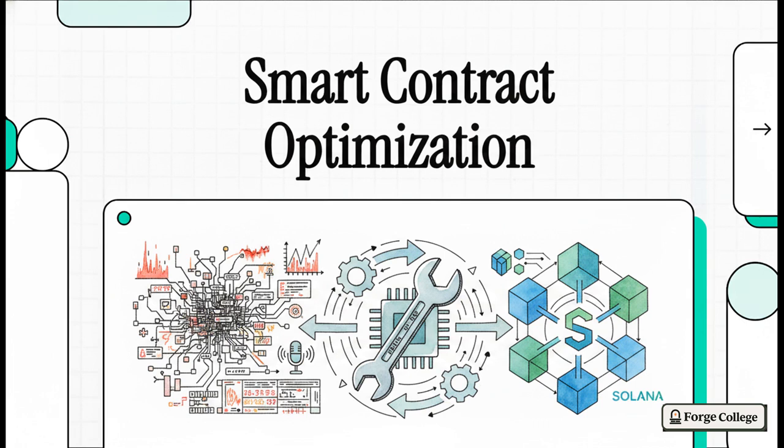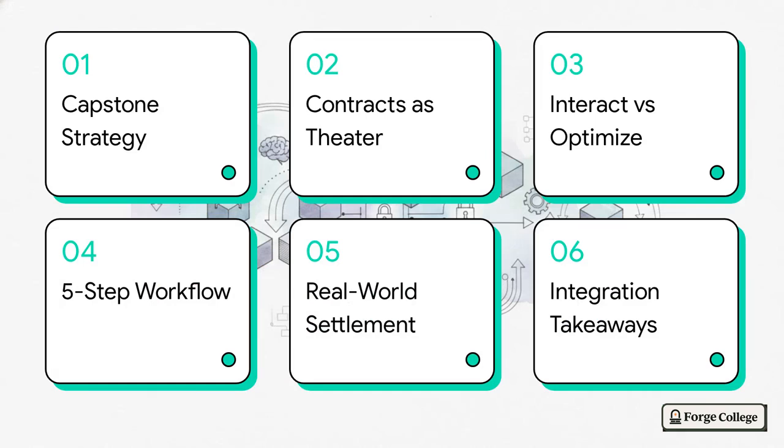Hey, don't panic. Over the next few minutes, we're going to learn exactly how to take that raw, scary data and turn it into a rock-solid, optimized integration plan for your Solana project. Here's our quick blueprint for today. We'll cover the capstone integration strategy, look at a really helpful theater mental model, balance interaction versus optimization, run through a simple 5-step workflow, and then apply it all to a real-world settlement example.